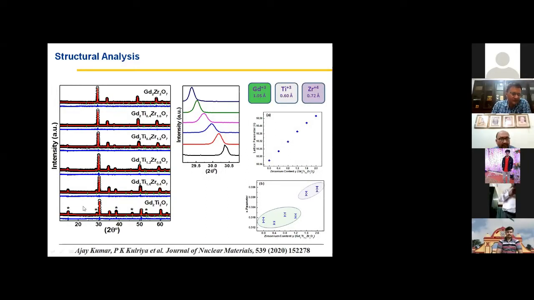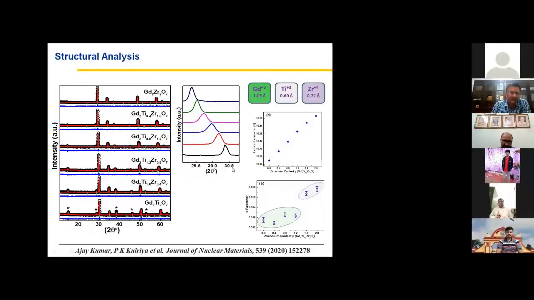And the reason is very simple that I already explained. This one is a boundary line pyrochlore, and it is very difficult to make a pure pyrochlore phase in GZO. So this peak is available because if you can do it in low scale, then this peak is clearly visible.